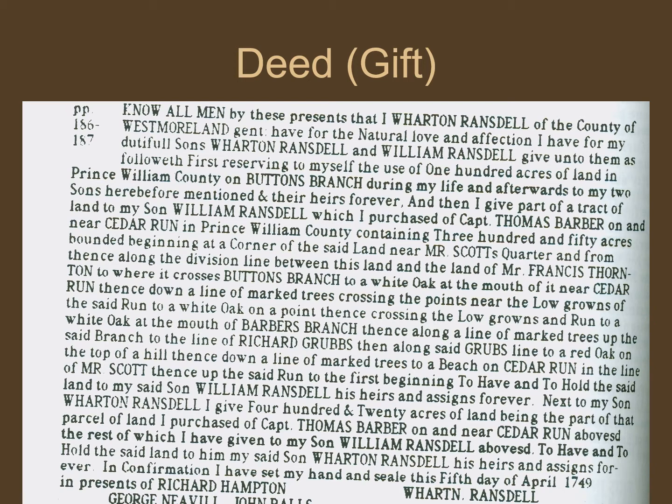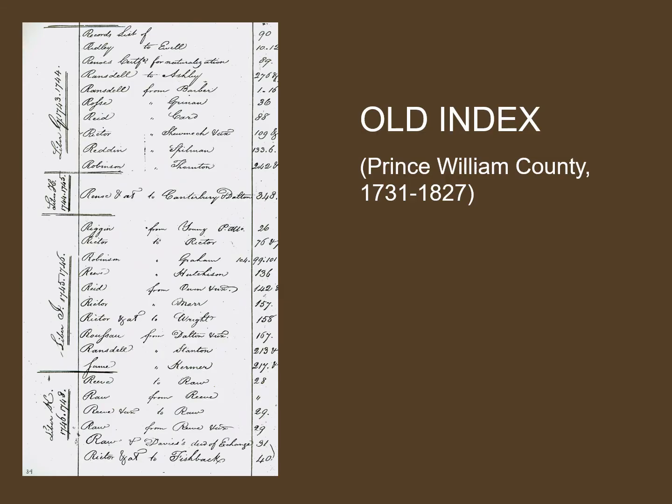A deed of gift like this often will identify relationships. Here, Wharton Ransdell is giving land to his sons named Wharton and William. Prince William County lost many records during the Civil War. An index prepared in 1827 is especially important because it tells what was in some of the lost deed books. If your county has lost records, be sure and look for indexes like this.